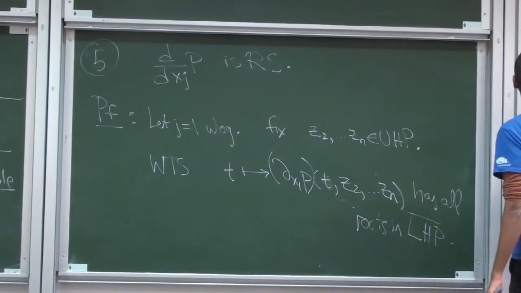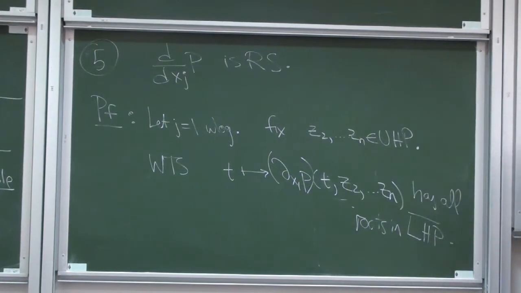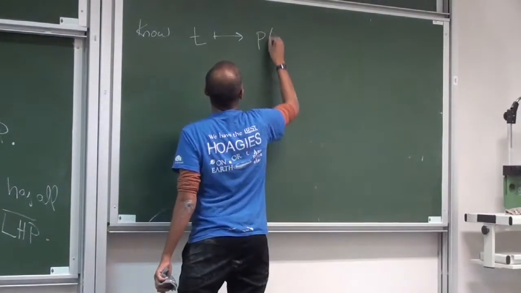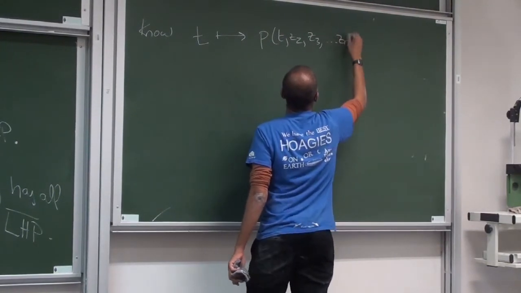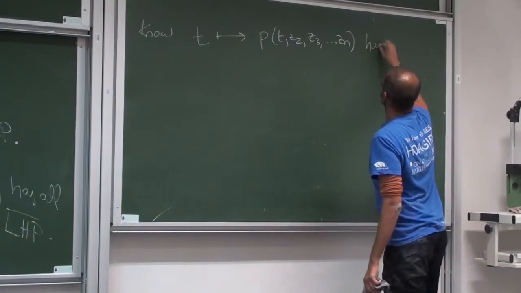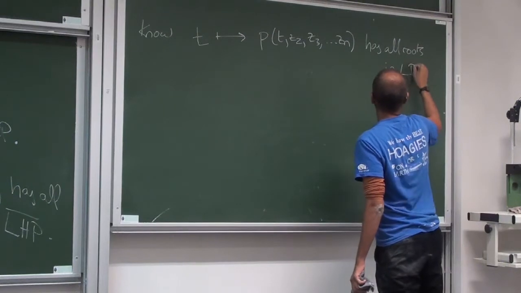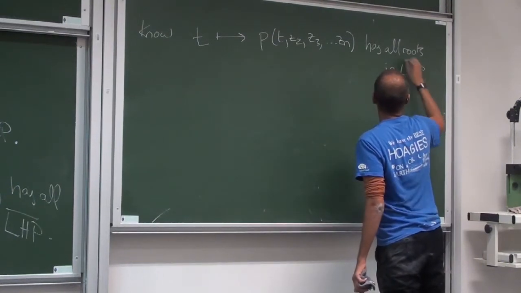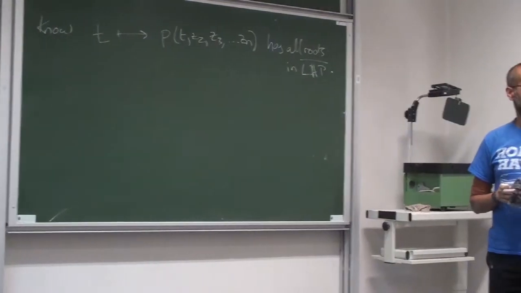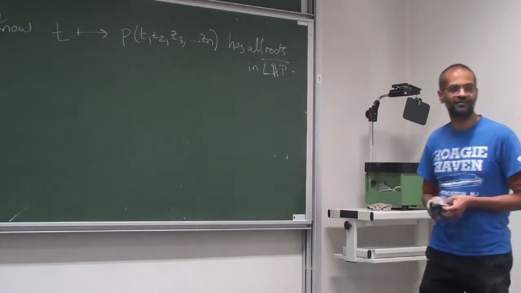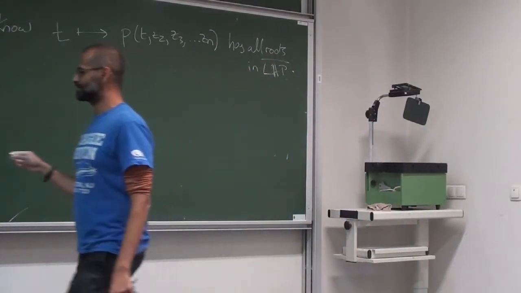So what do I know? So I know that this polynomial t goes to p of t, d2, d3, dn. This has all roots in the closure of the lower half plane. Why do I know this? Because P is real stable. That's the definition of real stable, right? Okay, but now I'm kind of happy, right?